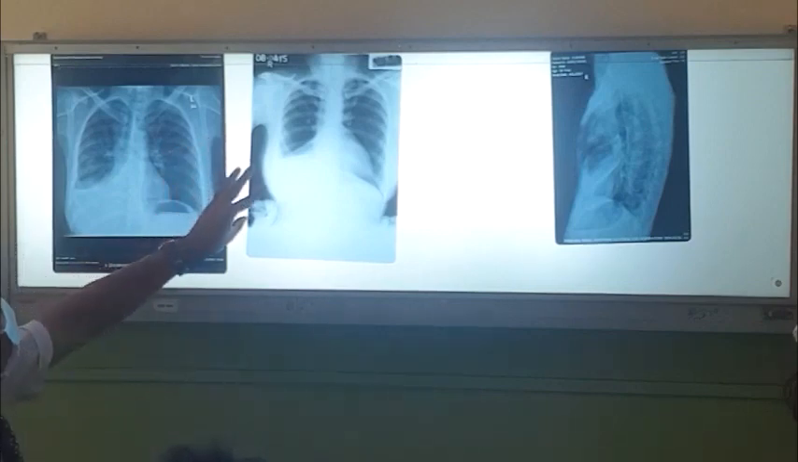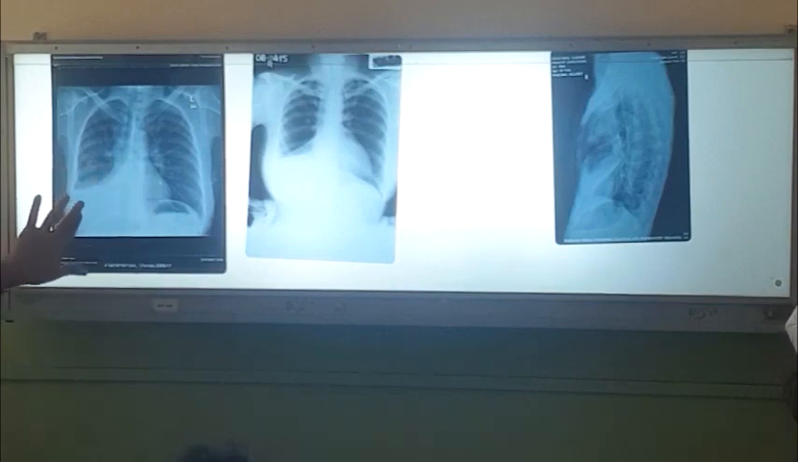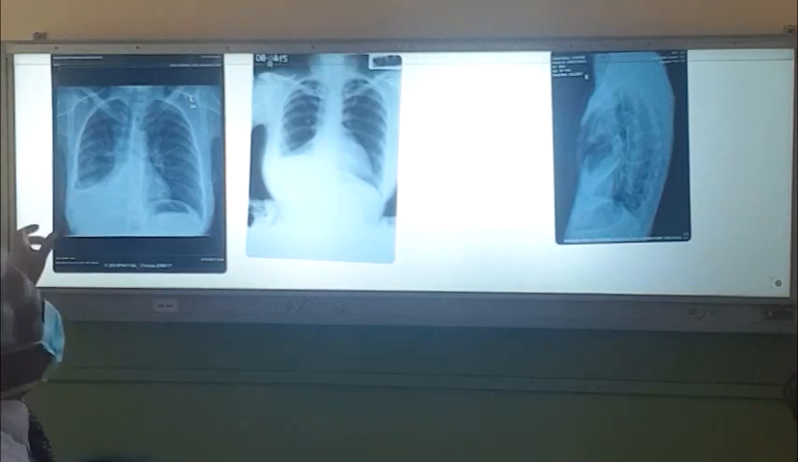There is volume impairment. Now here also you can see the volume impairment. Deviation of the heart shadow this way, and the trachea. There is underlying lung collapse. Right. Lower and middle.